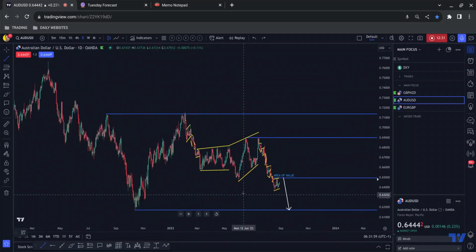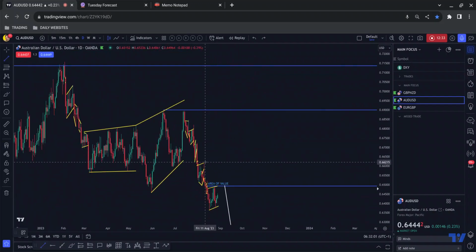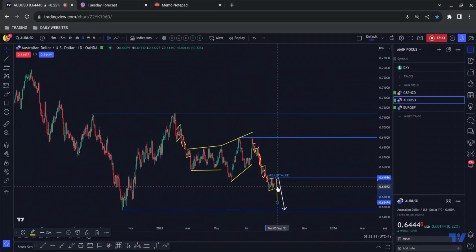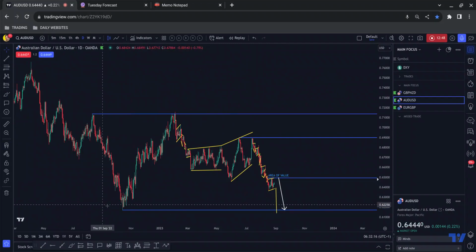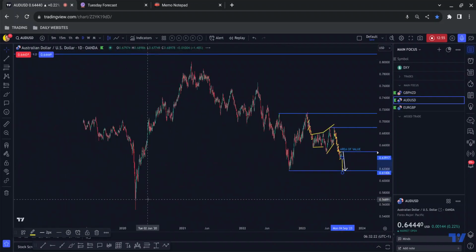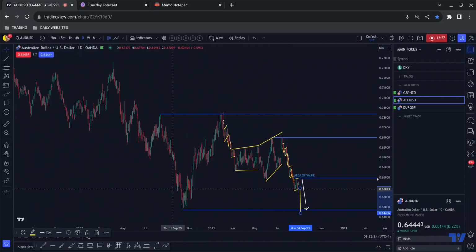And one of the clues is that if we just measure the previous impulse from top to bottom, typically speaking, when we get a correction afterwards, the impulse out is of a similar length, and we typically measure these from the top of the structure and from the break. And if we measured it from the break, that would coincidentally line up with this liquidity point as well, okay, where we could then potentially be looking for longs in that area.